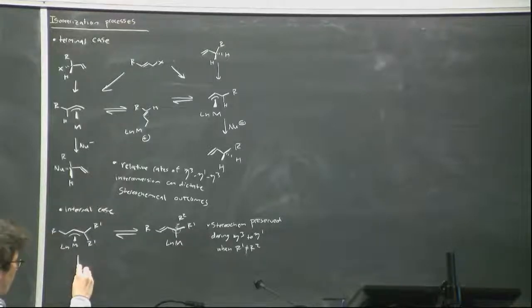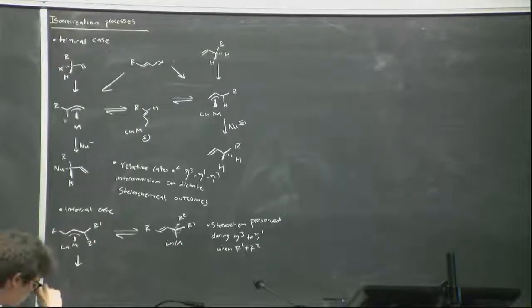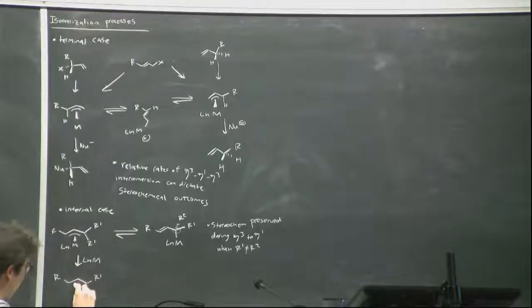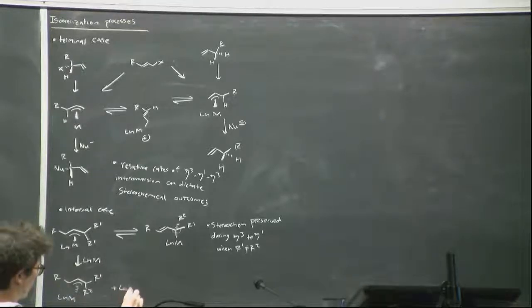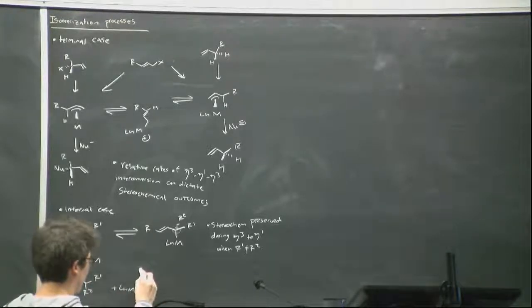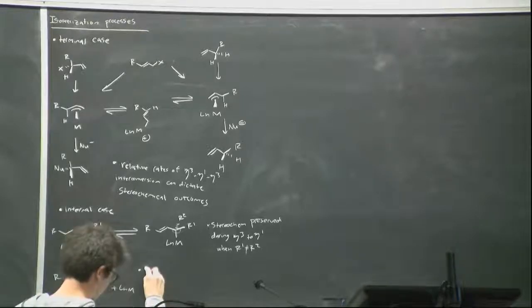Nevertheless, these internal pi-allyls can also undergo isomerization, and that can take place via a bimetallic intermolecular process where there's essentially allyl group transfer, vaguely analogous to halonium transfer from one alkene to another.